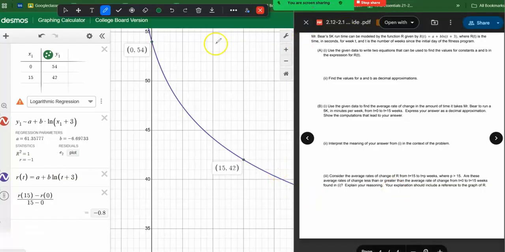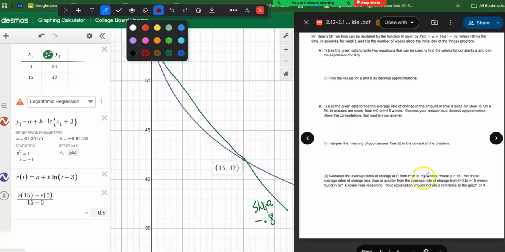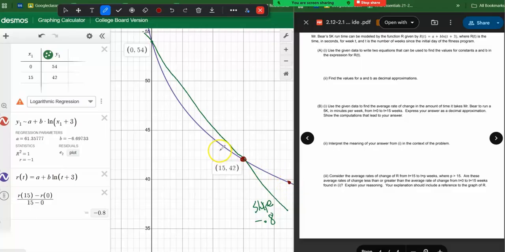So let's visually talk about it first. What is the average rate of change between 0 and 15? We just did that, wasn't it? This green line from 0 to 15 had a slope, the average rate of change, of negative 0.8. Now they want you to compare that slope with what? 15 to something else later, which is going to be, well, can't draw a straight line.